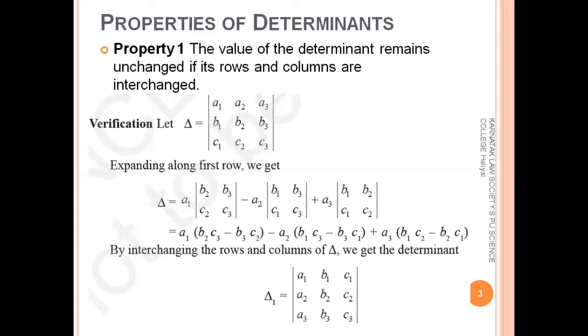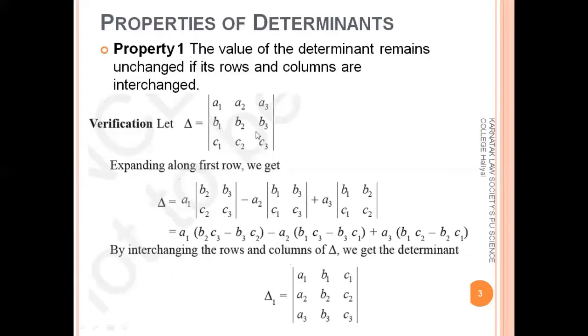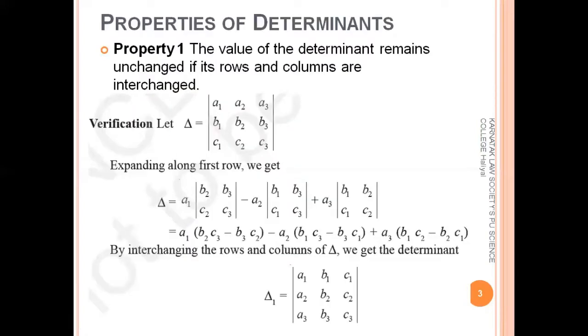Again, as usual, we expand along the first column. Why? Because the elements A1, A2 are lying in the first column. That's why we expand it along the first column. Again, you will get the same answer. Call it 2. From 1 and 2, we can write delta equals delta 1. If you interchange the rows into columns, the value of the determinant remains unchanged. This is your first property.